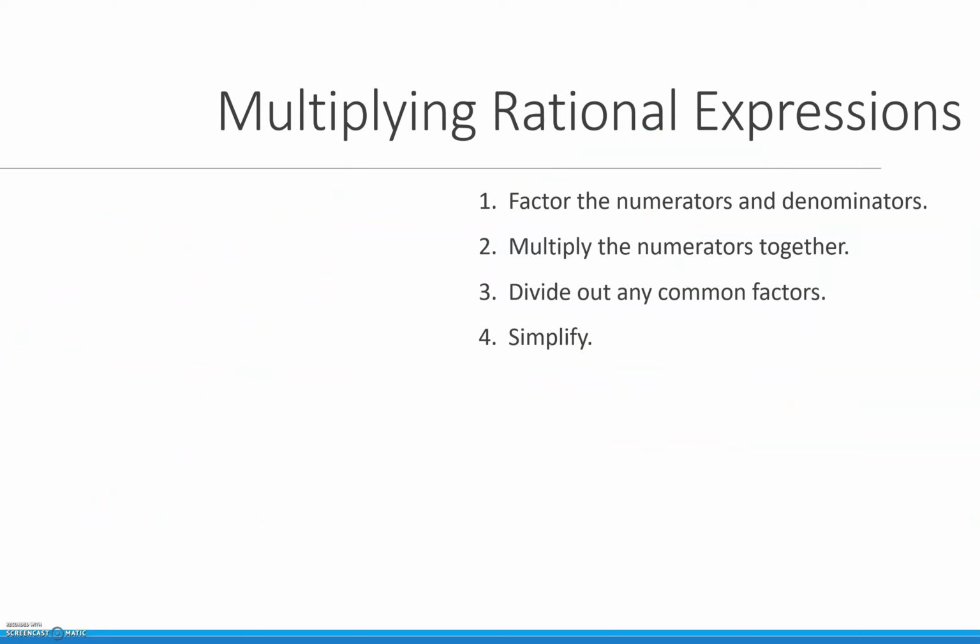And really, multiplying is just going to increase the number of things that we have to factor, because we'll have at least two fractions that we have to multiply together. So both numerators and both denominators would have to be simplified and factored. So first up, we're going to factor just like we did before. Factor the numerator and denominator. Then we're going to multiply the numerators together to create one big fraction or one big rational expression. If there's anything common in the numerator and denominator, we can divide those out, and then we're going to simplify.